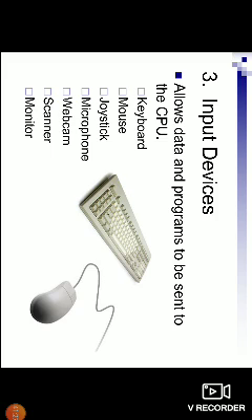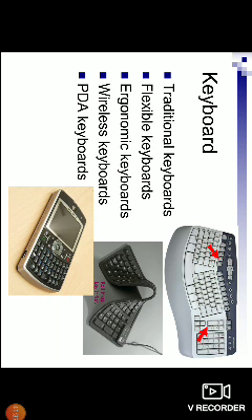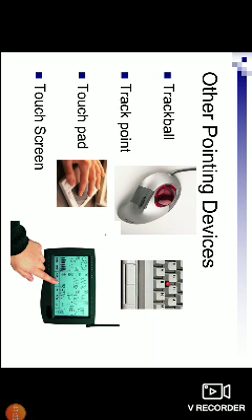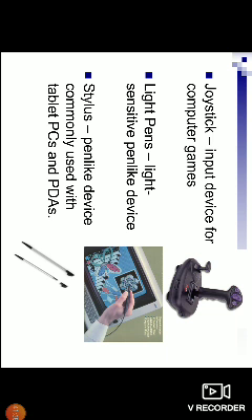So here we have different types of input devices. They are keyboard, mouse, joystick, microphone, webcam, scanner, and touch screen. And there are three types of mouse connectors. First one is the PS2 mouse connector. Next one is serial port connector. Next one is USB or cordless mouse connector. Other pointing devices: trackball, track point, touchpad, touch screen, joystick, light pen, stylus.